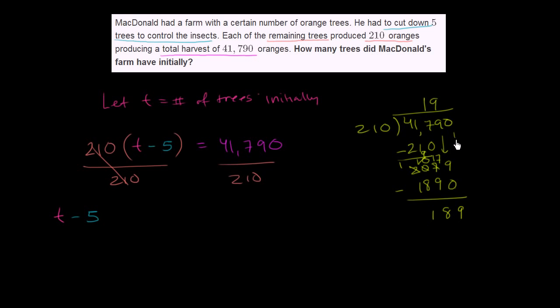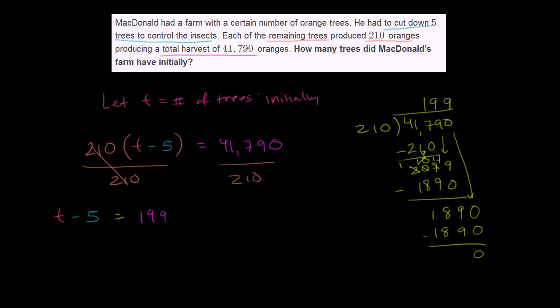Bring down another 0. It's a little off center right now. And we already see that 210 goes into 1,890 nine times. 9 times 210 is 1,890. And we subtract, we have no remainder. So what we get on the right-hand side is 199.